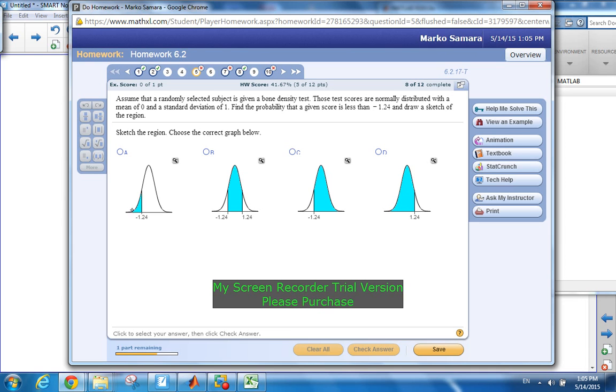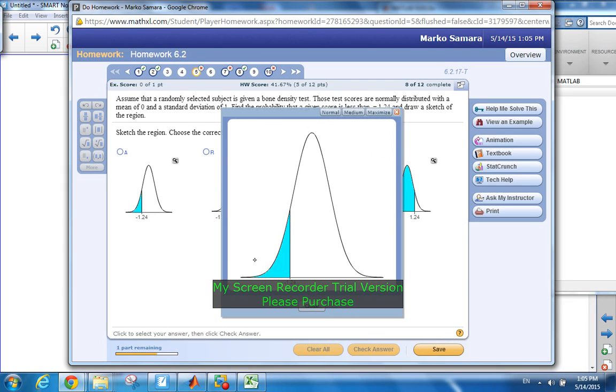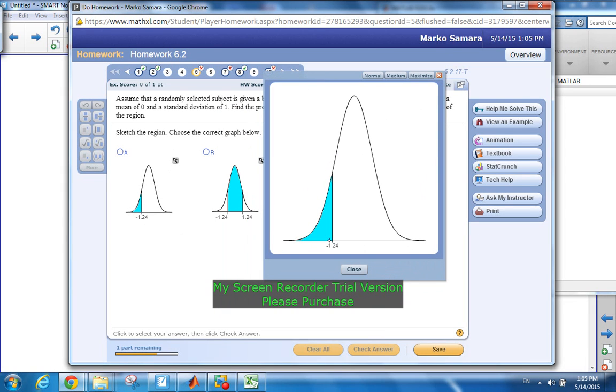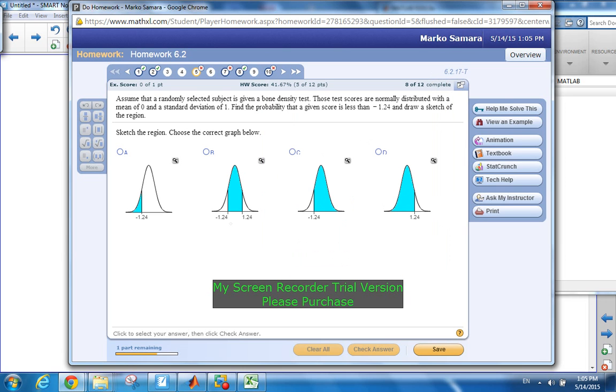So probability that the score will be lower than negative 1.24. So here is negative 1.24 number, and we are looking for the probability of getting a number below it. So we are looking for the region above the interval from minus infinity to negative 1.24. So that corresponds to this graph. Okay, so among all these graphs, this one A is correct.